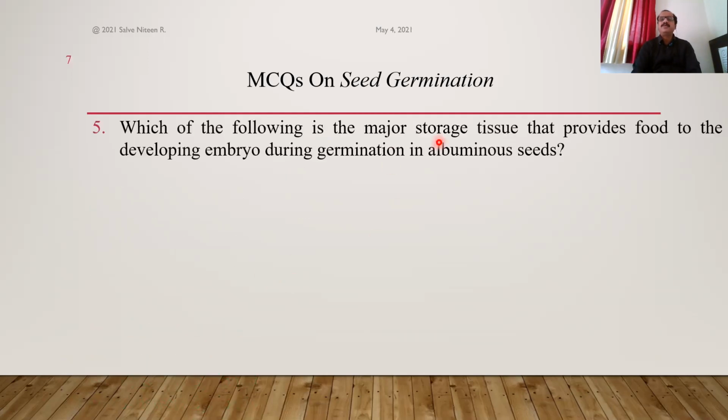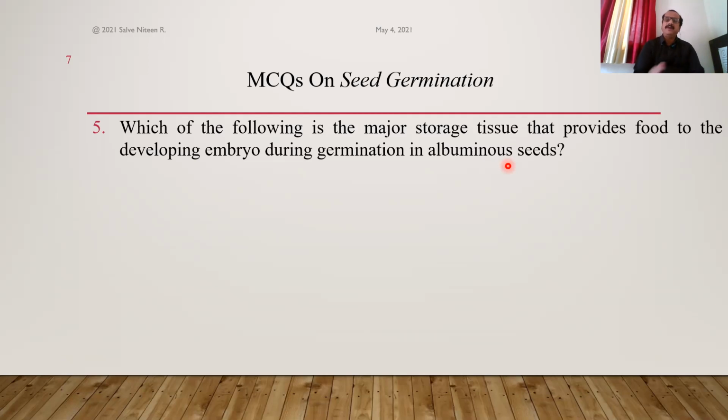Which of the following is the major storage tissue? The reserve food material is stored in the seeds and provides food to the developing embryo during germination in albuminous seeds. Albuminous seeds means endospermic seeds. Non-endospermic seeds are called ex-albuminous. Ex means the endosperm was present previously in the seed, but now it is absent in the seed.